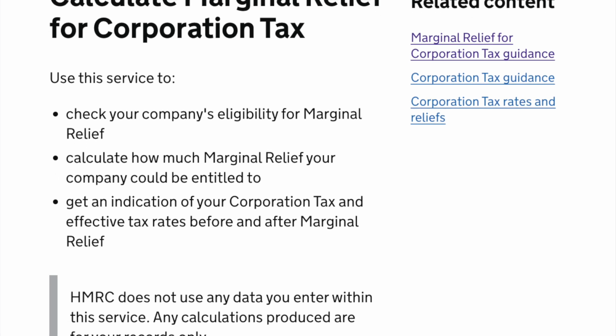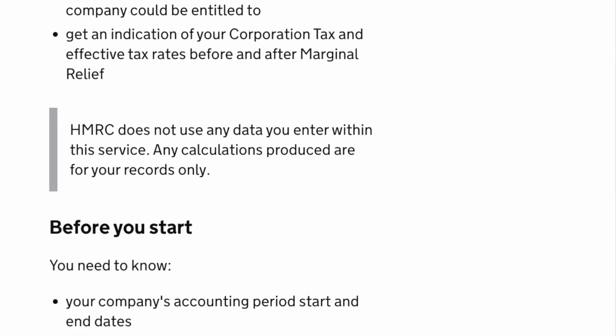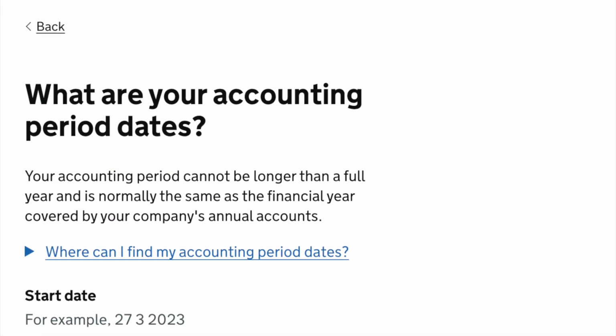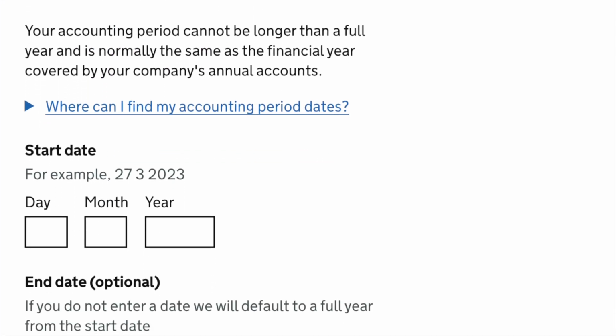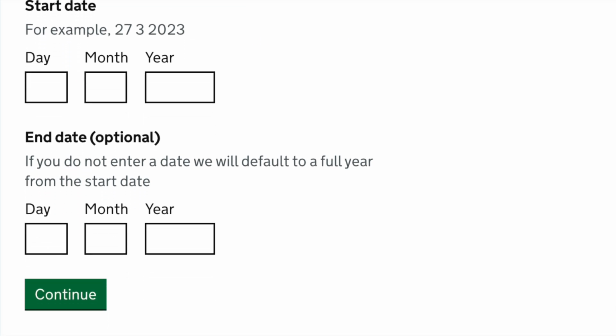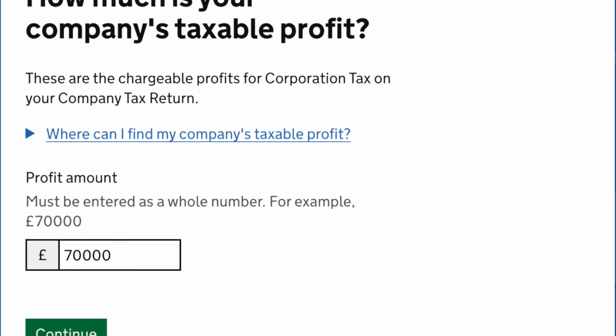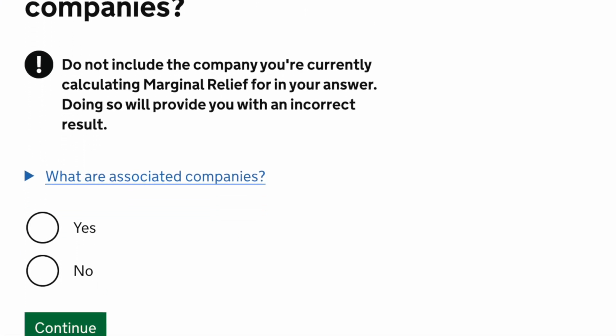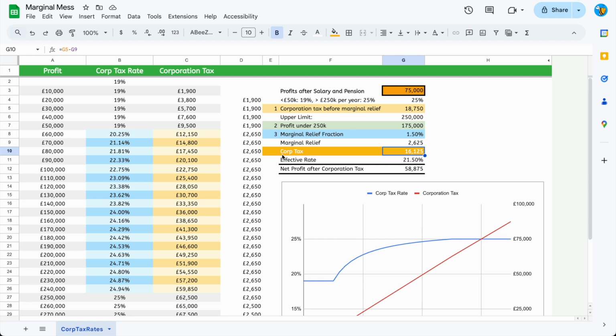There's also a calculator on the government's website. It's got additional complications by splitting things by the accounting period. This is mainly because the rules changed in 2023. Assuming we're doing our books for 2024 or later, we can ignore this. If you have distributions or associated companies, you may need to use the government one, as ours simplifies these out of the calculations.